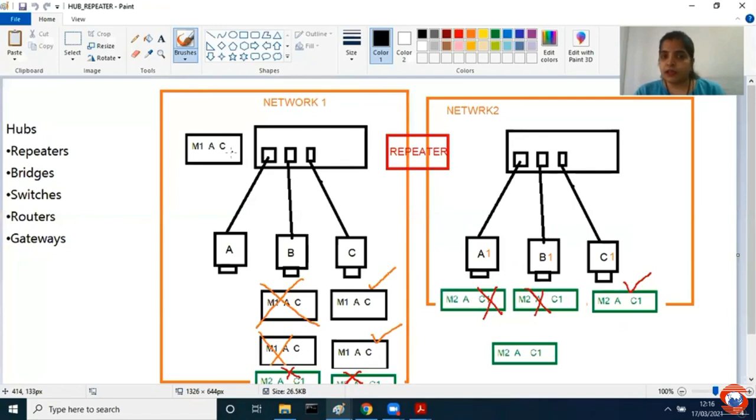Now, Akshay, if I talk about a hub, to form a network I used this device, the hub. To connect this network and this network, will I use a hub? No. To connect both, what will I need? A repeater. So that's why I said there are some devices which are used to connect your machines, the hosts or the nodes. There are some devices which are used to make connectivity between network and network. I hope you have understood, Akshay. Everyone, have you understood what a hub is and what a repeater is?